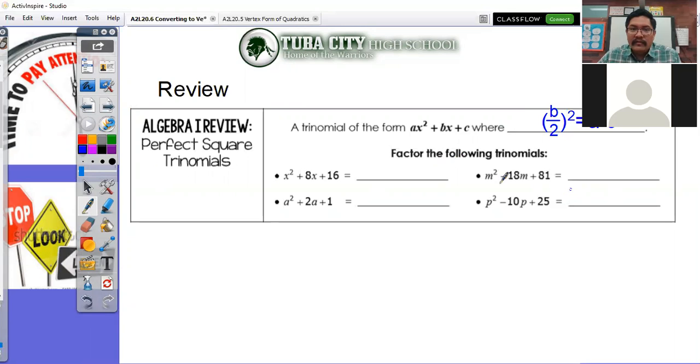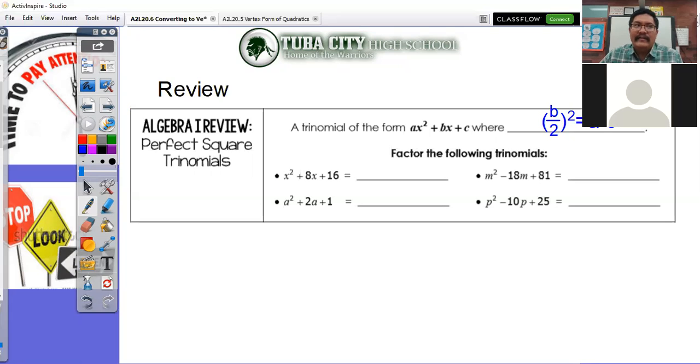So the trinomial form, and this is in standard form, ax squared plus bx plus c, where b divided by 2 squared equals a times c. So that does seem pretty complicated, but it's actually a little bit easier once you start working with it. But first we're going to need to factor some of these trinomials.